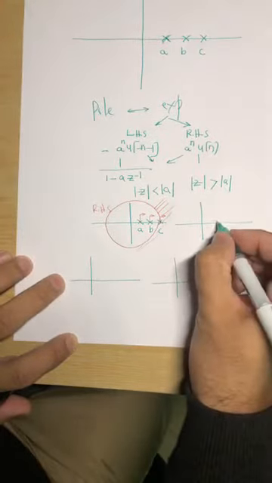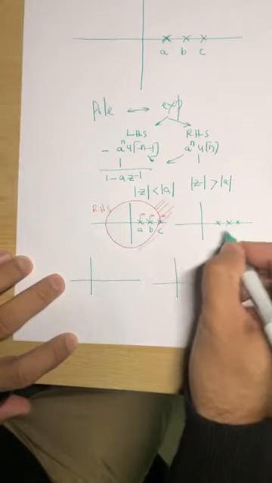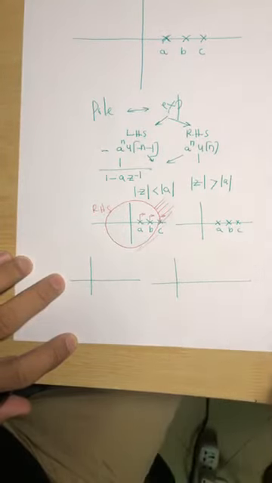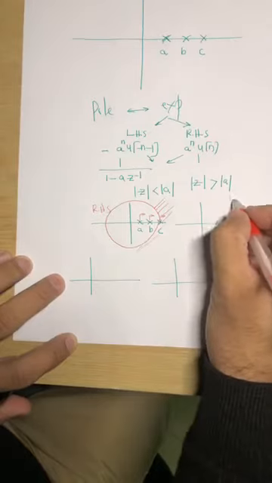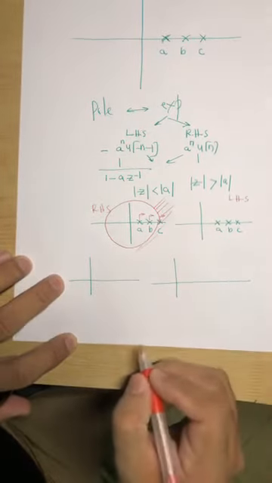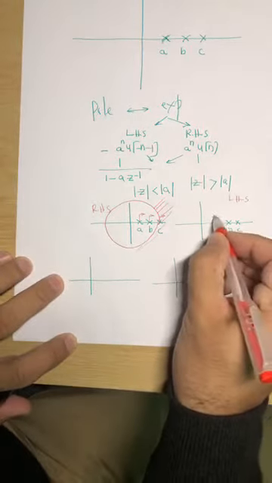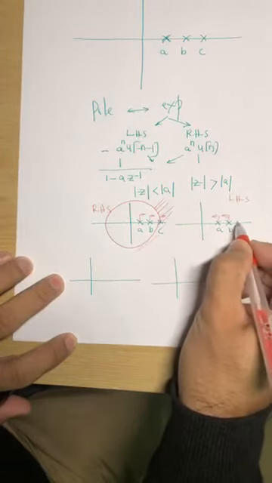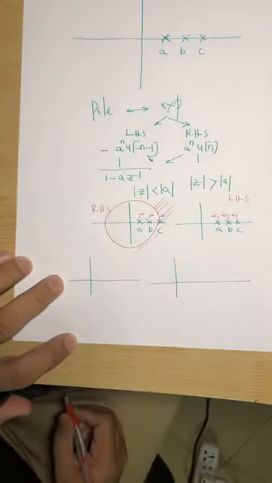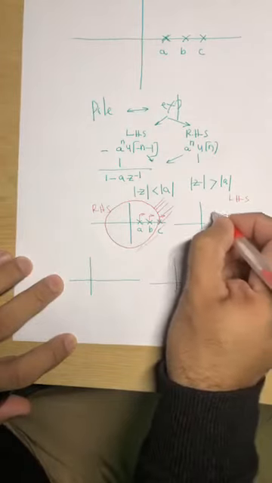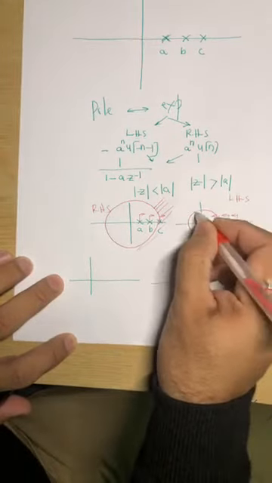What if you consider all of them as left hand side sequences? The region of convergence is inside A, inside B, inside C. If you take the intersection, it is this.